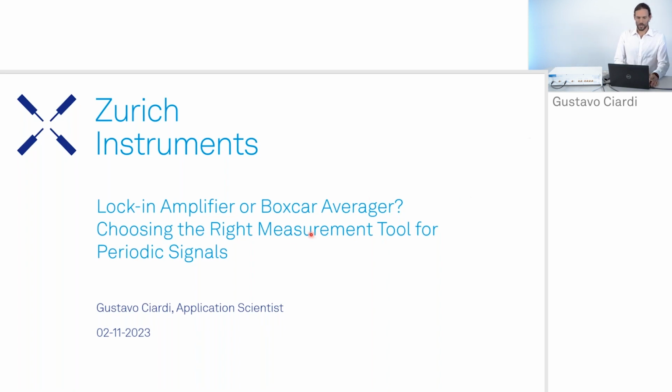So as Joanna already introduced, today we are going to be taking a deep dive into two well-established techniques for analysis of periodic signals, lock-in amplification and boxcar averaging. We will delve into their principles and differences, and I hope that at the end of this hour, you'll be able to take conscious decisions when it comes to deciding which approach to pursue for your own measurement.